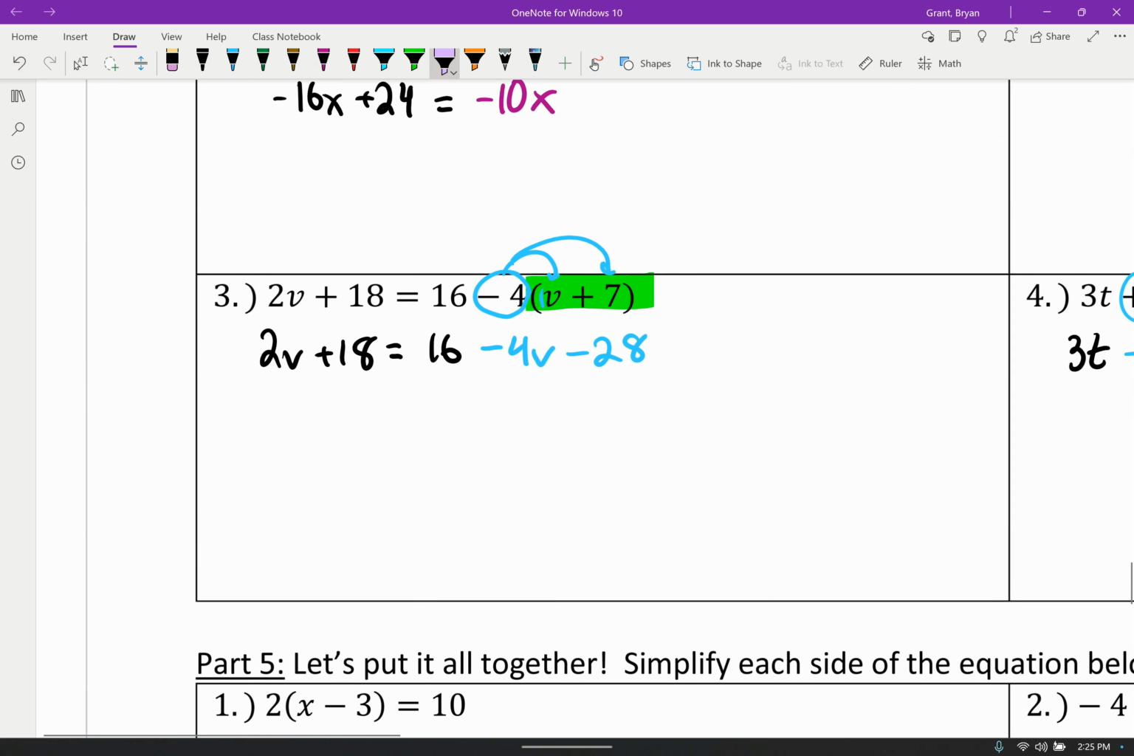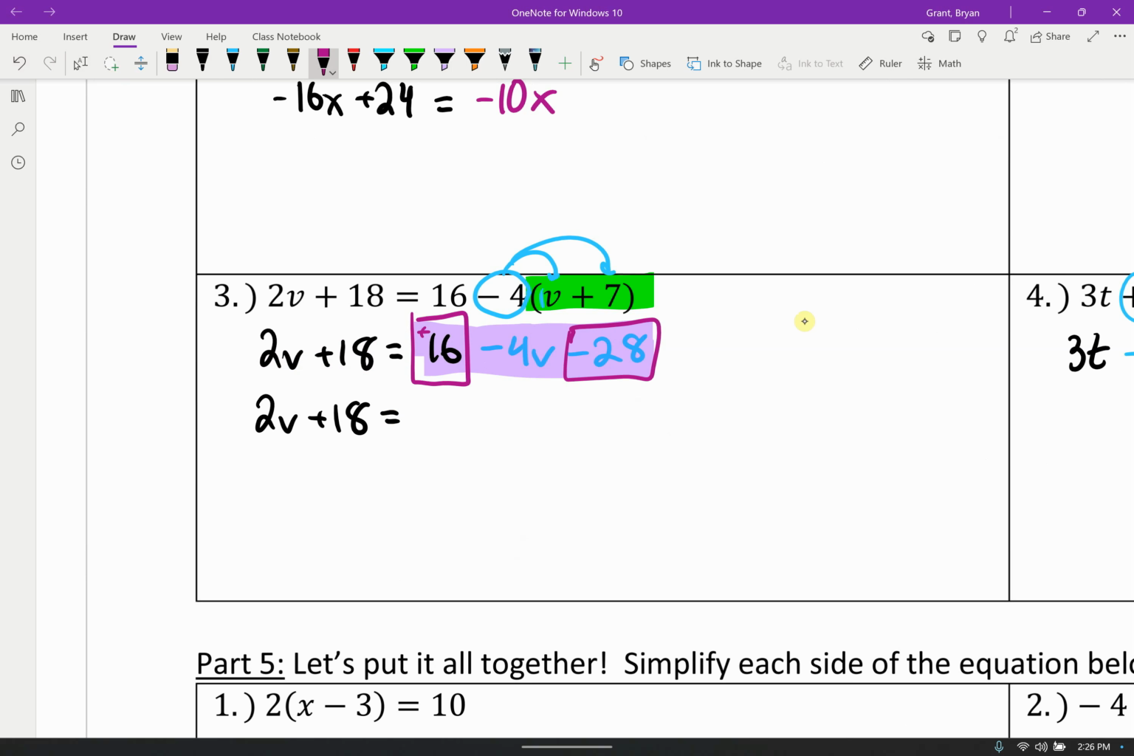The third problem, 2v plus 18, not like terms. What about this right side? 16 minus 4v minus 28. Ooh, I see two like terms there. So I'm going to go ahead and rewrite my left side and the equals. Which terms are like terms, though? Ooh, well, I think the positive 16 and the negative 28 are like terms.